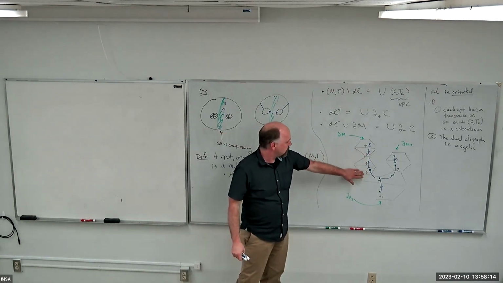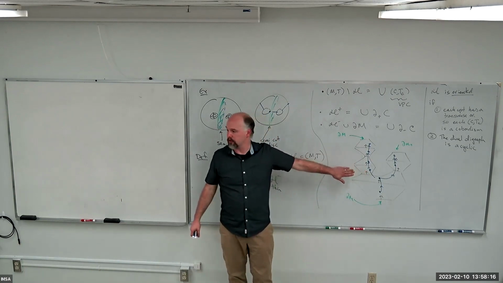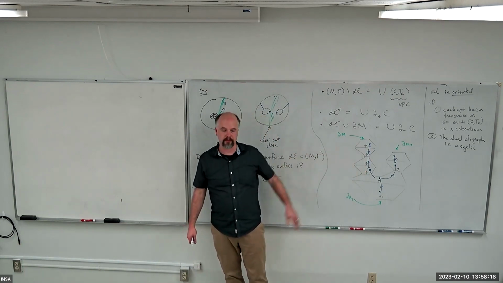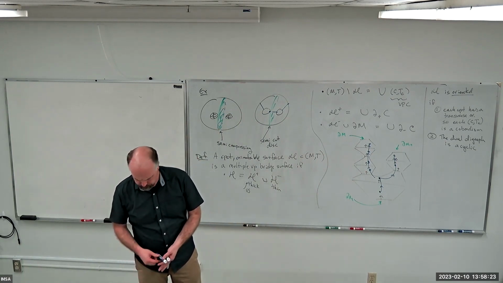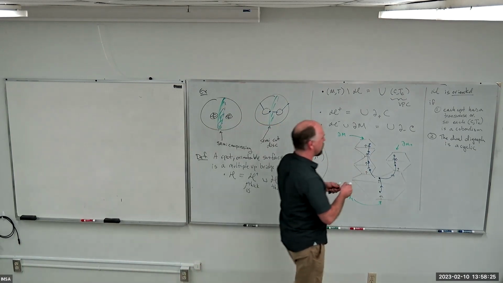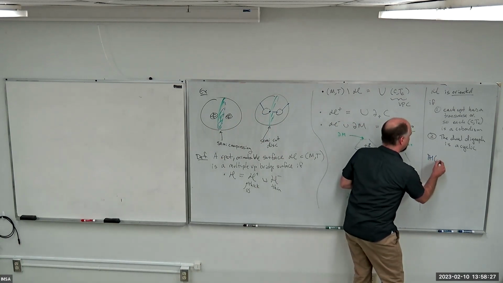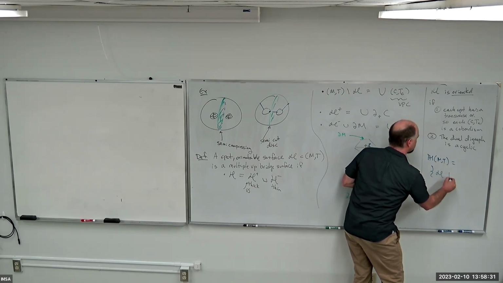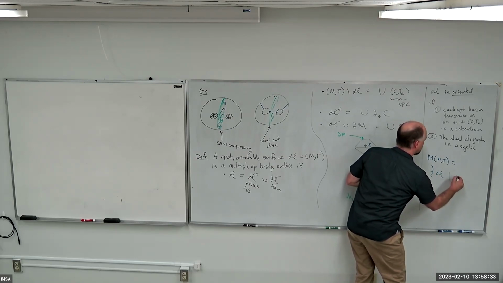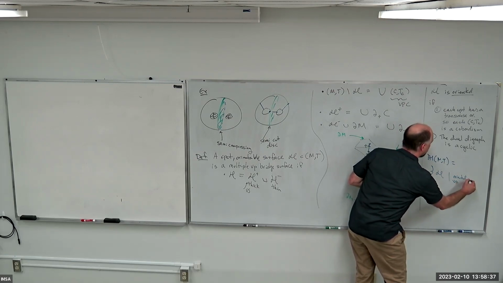The dual digraph as an undirected graph could have cycles. That's okay, just like the four complex. So I'll let bold H of MT be the set of oriented multiple VP bridge surfaces.